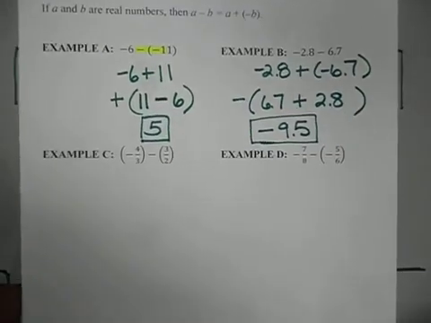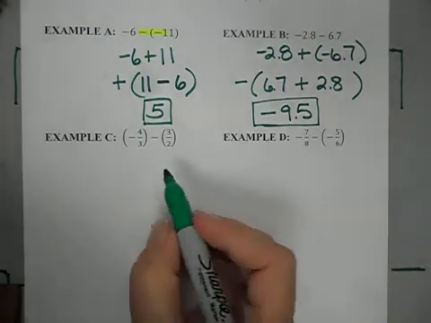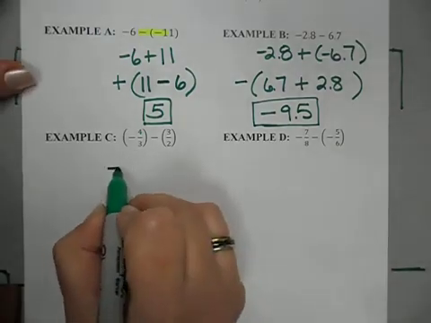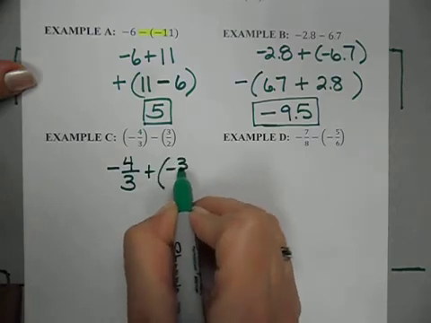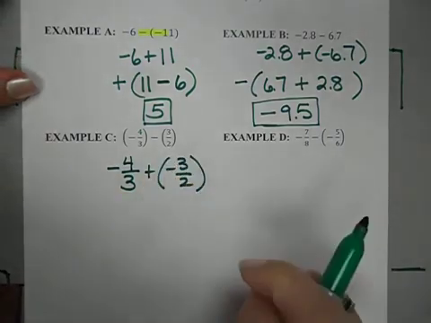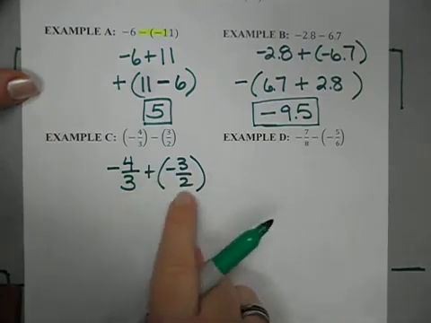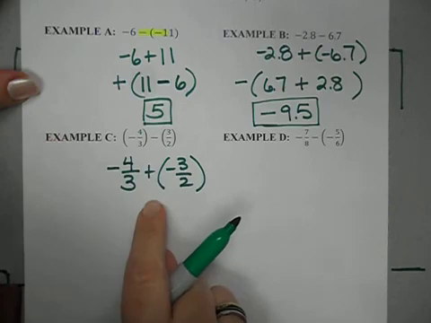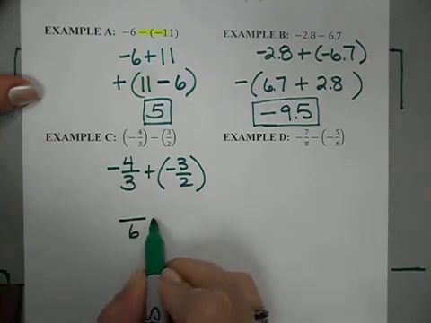Let's do a couple of examples with some fractions. Alright, so example C, we have negative 4/3 minus 3/2. So again, change that subtraction to adding the negative. And we will see that we have the same sign in both. I also see that I have different denominators. So again, whenever you have different denominators and you're working with an addition or a subtraction problem, you need a common denominator. So the common denominator for this problem will be 6.